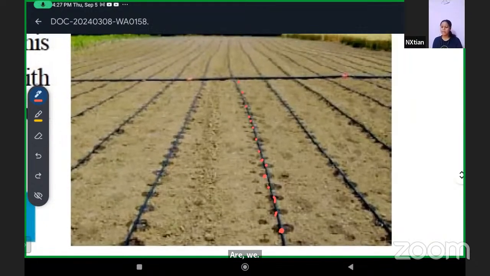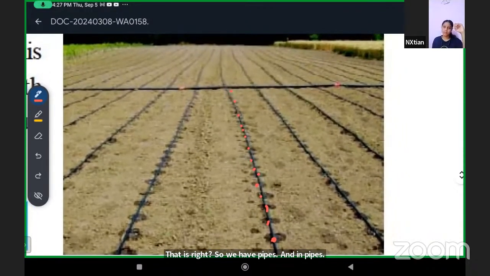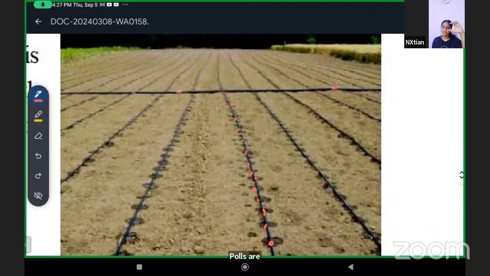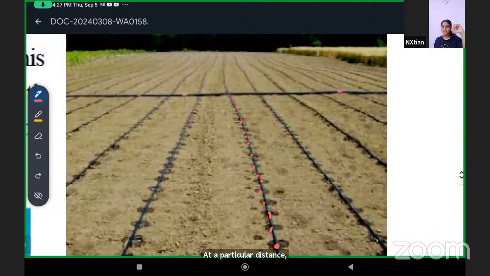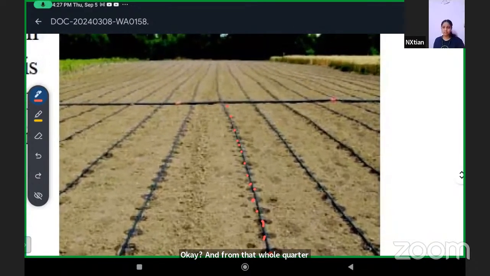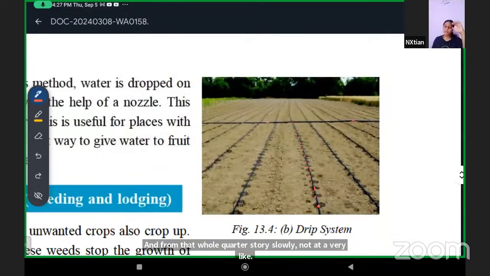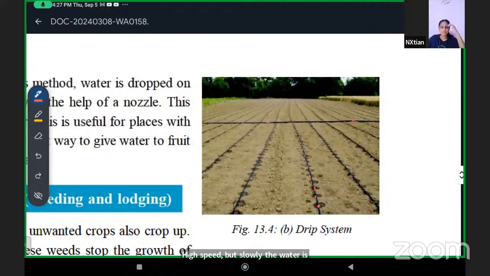That is right. So we have pipes, and in the pipes, holes are there at a particular distance. After a particular distance, holes are there, and from those holes, water drips slowly, not at a very high speed. Because if it goes too much, it will fill the whole field. So slowly, water is dripping and then going into the land, into the soil. So this is the drip system.